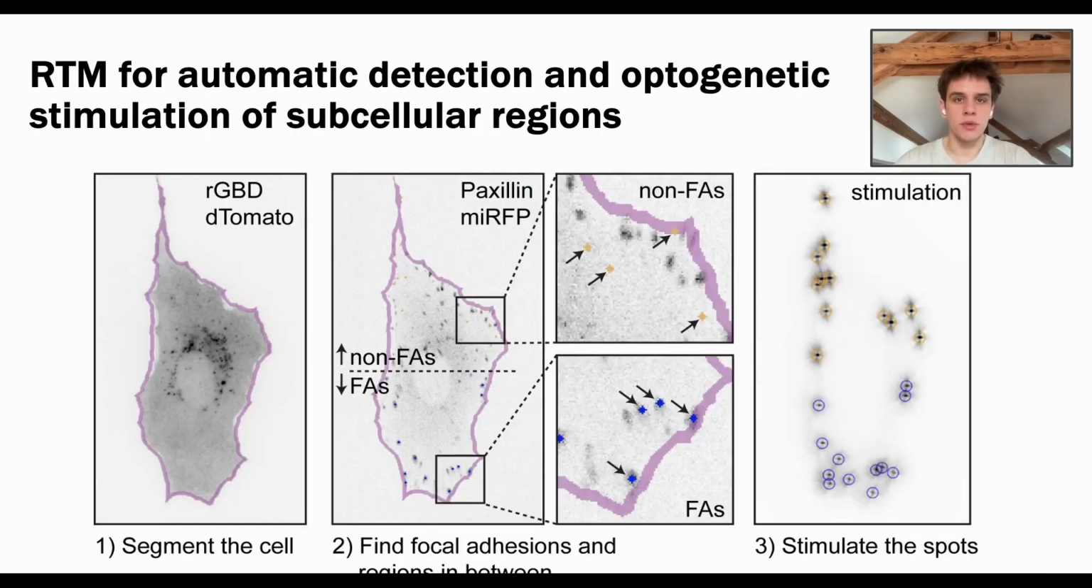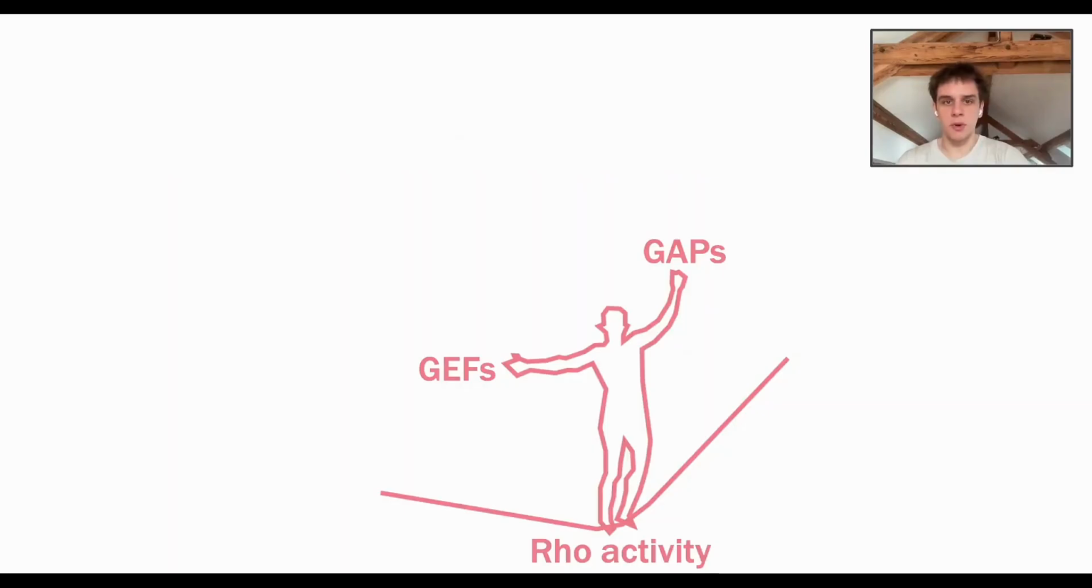So again, using computer vision, I virtually split the cell in half, and in the bottom of the cell, I selected focal adhesions, and in the top half of the cell, I selected regions between focal adhesions, and we shine light on those in parallel, and then we see if there's a different response between those. What was really cool to see in this project is that we were interested in how the GAPs and the GEFs balance the RhoA activity.